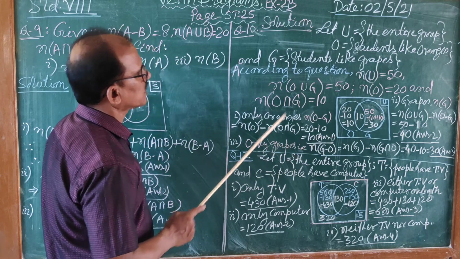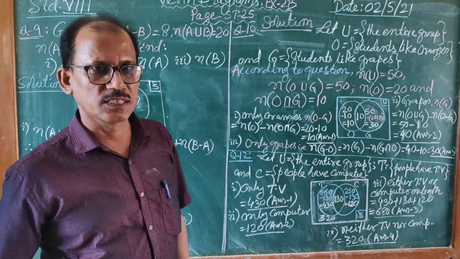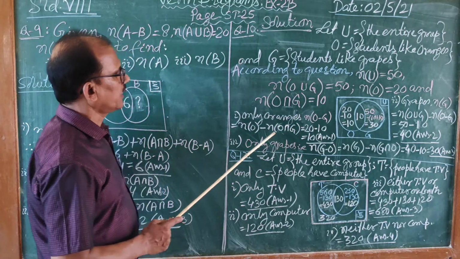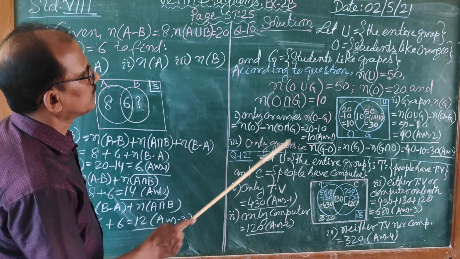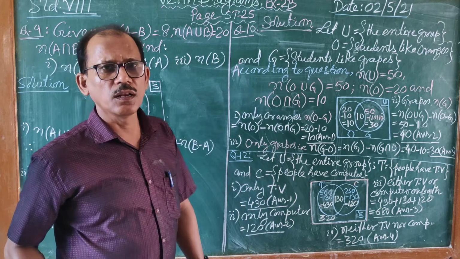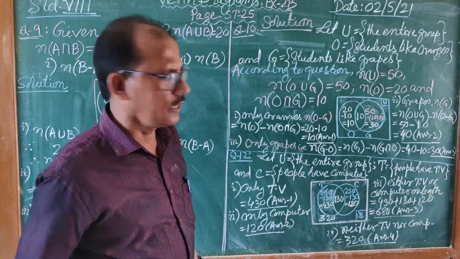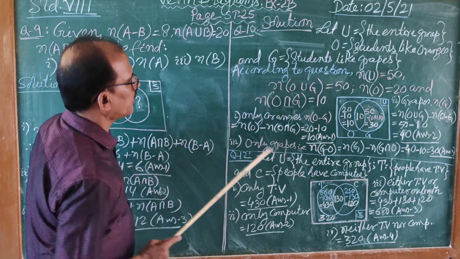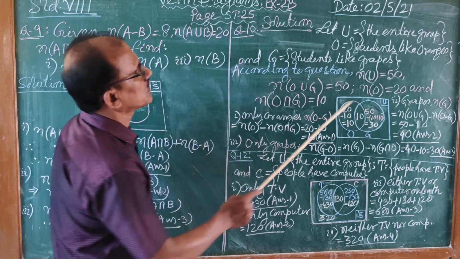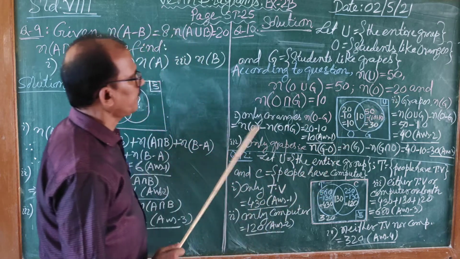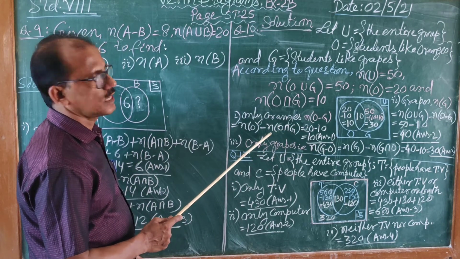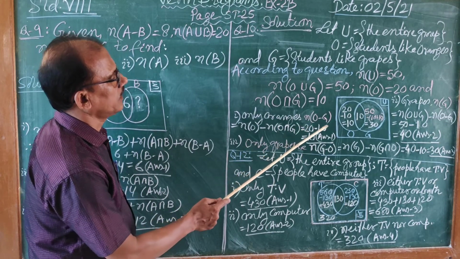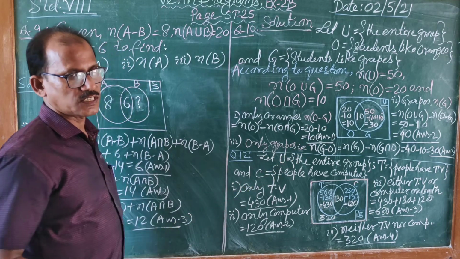Because if O is the set representing oranges and G is the set representing grapes, then definitely O minus G will be the students liking only oranges. So only oranges will be what? n(O), which is given to you. n(O) is 20 minus the intersection given to you, both part, that is O intersection G, that is 20 minus 10, that is 10. First answer got.